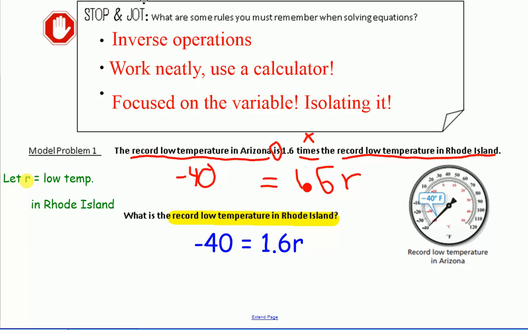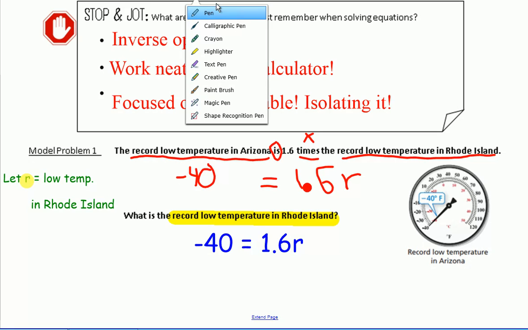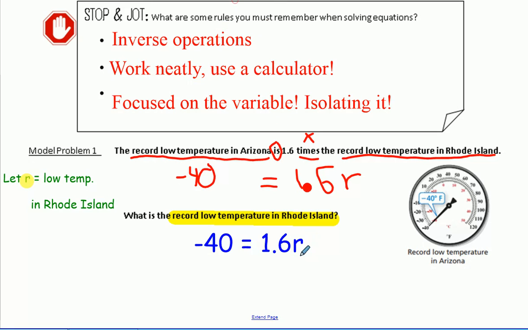Now I have to solve it. So according to this problem, since I don't see a symbol, if you notice my lack of symbol here, a number right next to a variable means multiply. So to undo multiplying, I need to divide. I'm going to divide both sides. In order to isolate my variable, I'm going to divide by 1.6 on both sides.